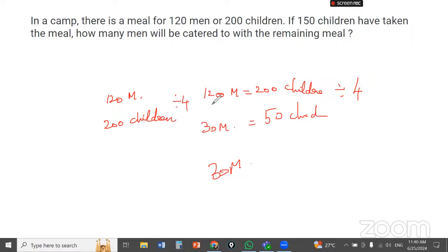And if you don't understand this, if you want to go by steps, 200 children is equal to 120 men. So one child, sorry, not one man, one child. One child can feed 120 by 200. This is for one child. And for 50 children, it means 120 by 200 times 50. Again, you get the same thing. 30 men as the answer. So the answer is 30.